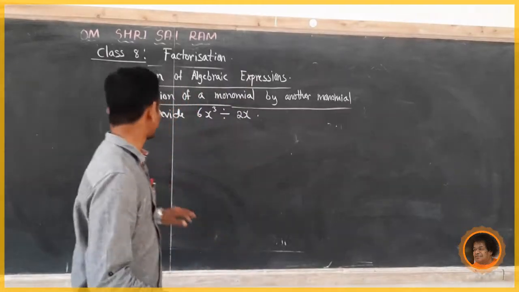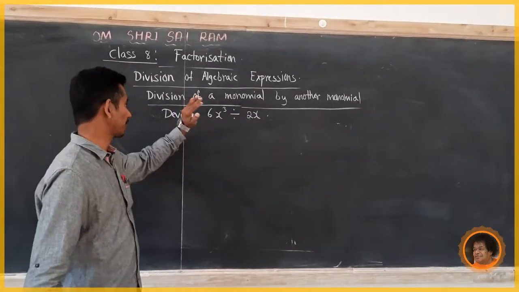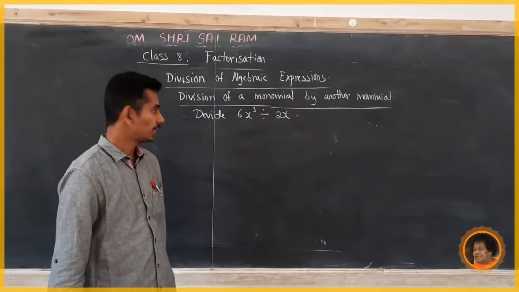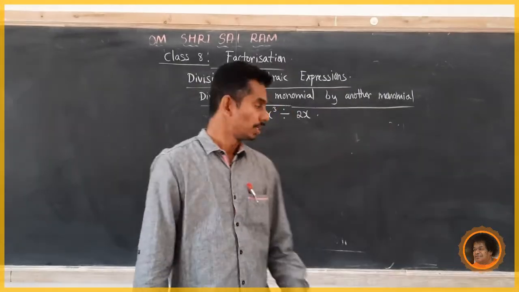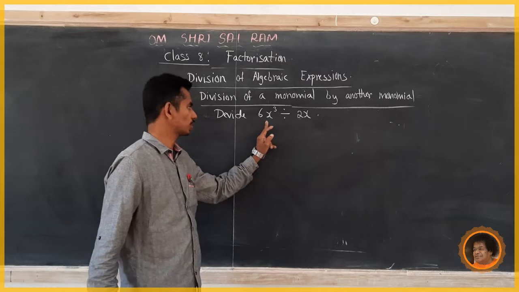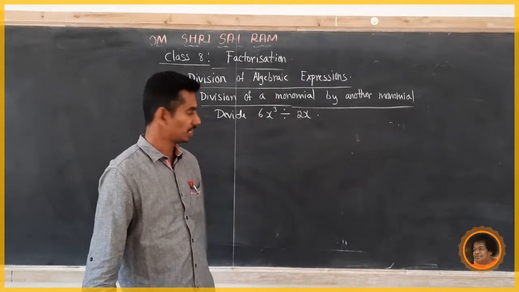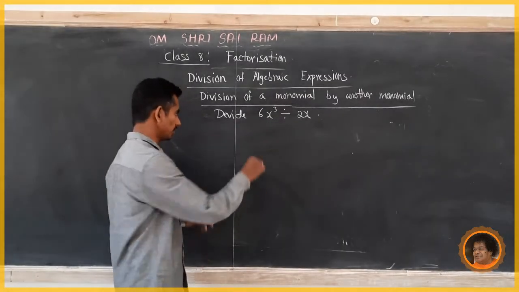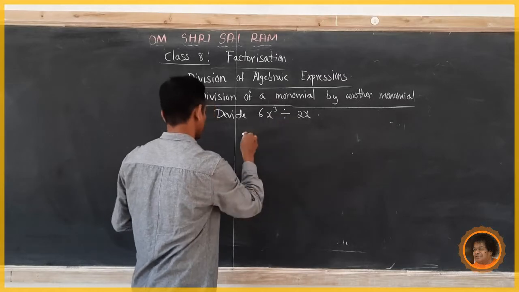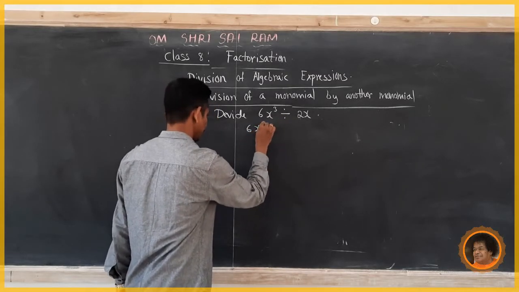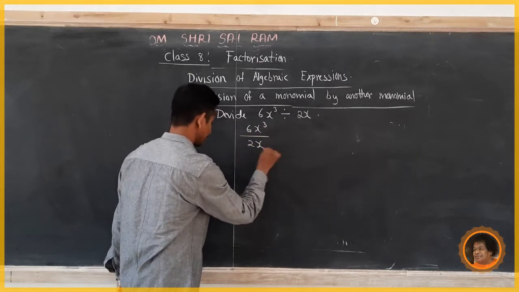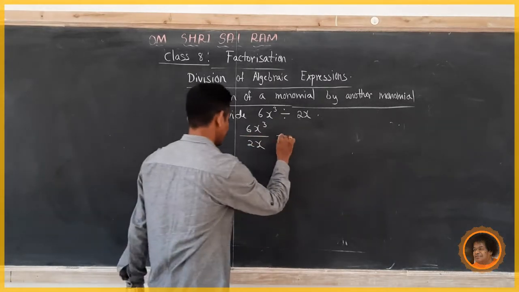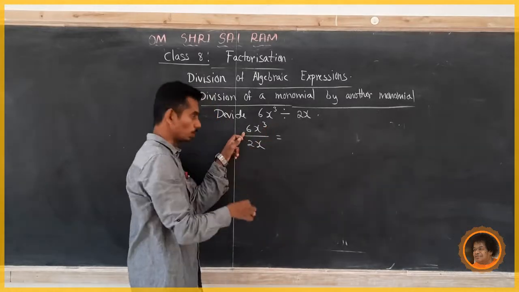Next concept is division of algebraic expressions. In that, division of a monomial by another monomial. Divide 6x cube divided by 2x. How to divide this? The division is 6x cube divided by 2x. Write this one as 6x cube divided by 2x.